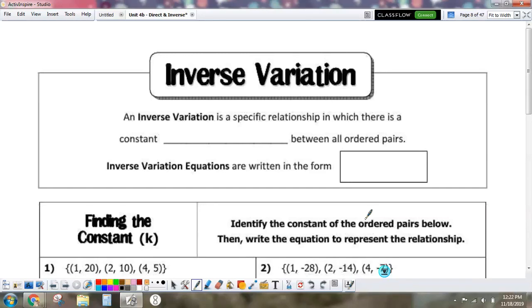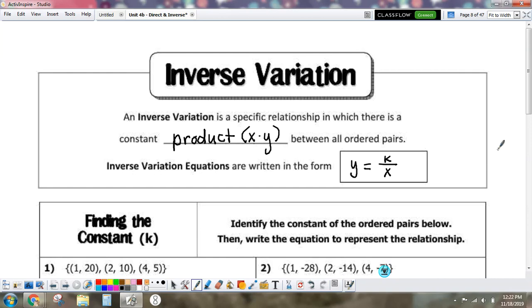Inverse variation is a little bit different than direct variation. Inverse variation is a specific relationship in which there is a constant product, okay? So that's your x times your y between all ordered pairs. Okay, and the inverse variation equation is written in the form y equals your constant divided by your x value.